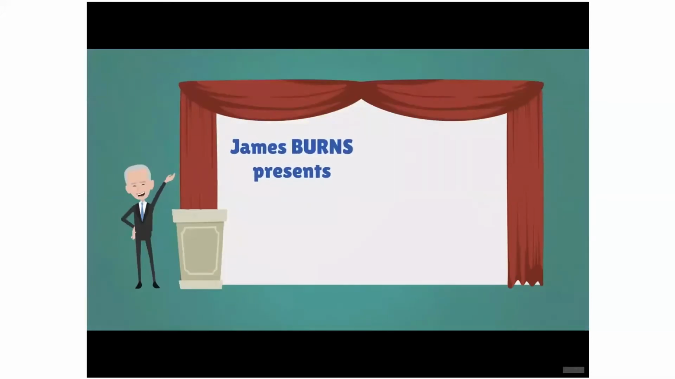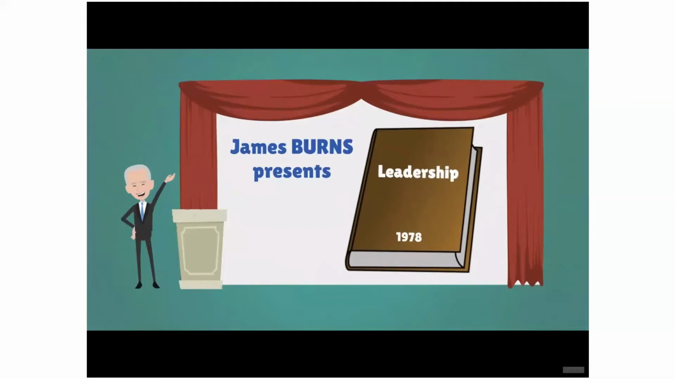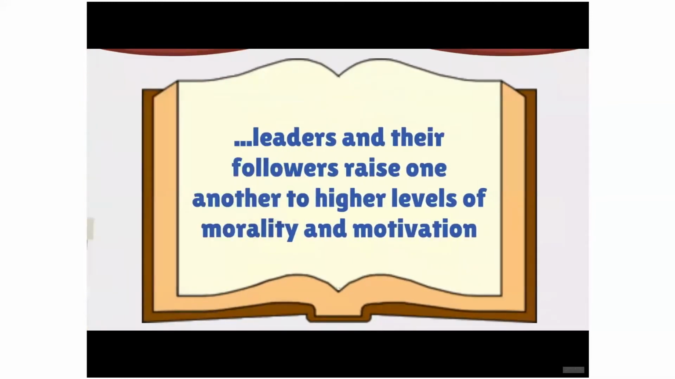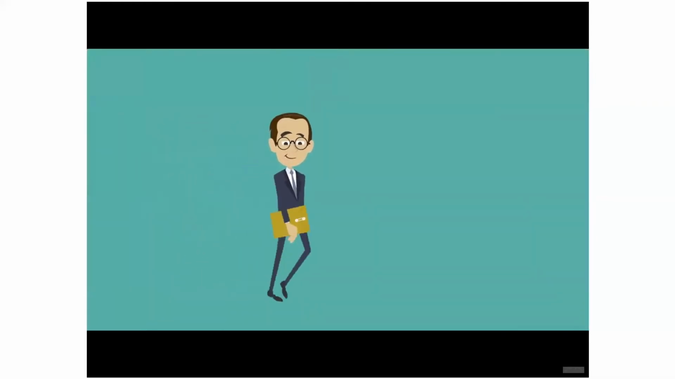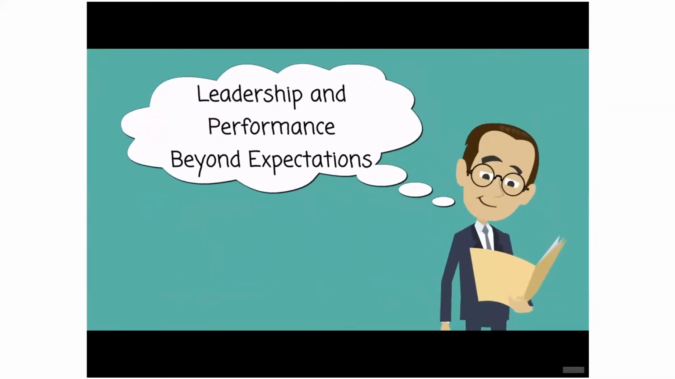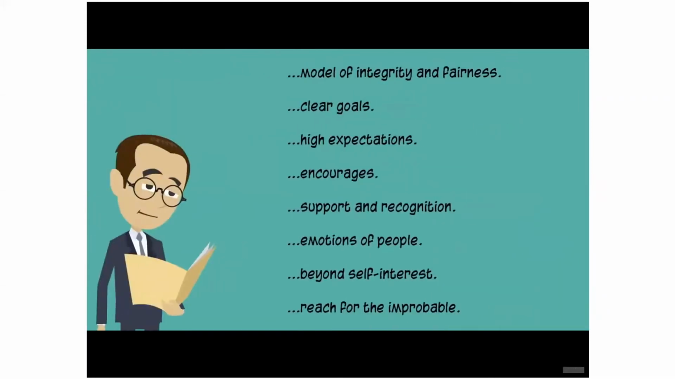Leadership expert James Burns introduced the concept of transformational leadership in his 1978 book called Leadership. He defined it as a process where leaders and their followers raise one another to higher levels of morality and motivation. Bass later developed the concept further. According to his 1985 book, Leadership and Performance Beyond Expectations, this kind of leader is a model of integrity and fairness, sets clear goals, has high expectations, encourages others, provides support and recognition, stirs the emotions of people, gets people to look beyond their self-interest, inspires people to reach for the improbable.